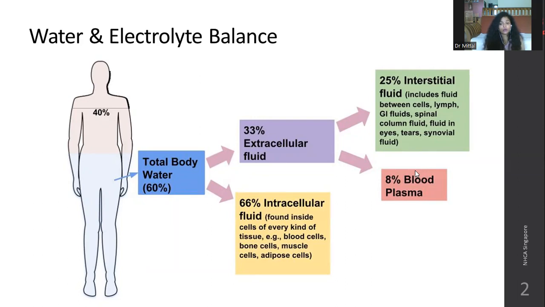25% of the fluid is found in the interstitial fluid. Interstitial fluid means the fluid between the cells. Like the fluid that you find inside your stomach, mucus, and the fluid that you find inside the small intestine. CSF, cerebrospinal fluid, the fluid that surrounds your brain, your spinal cord, and more. These are different types of interstitial fluids found inside the body.